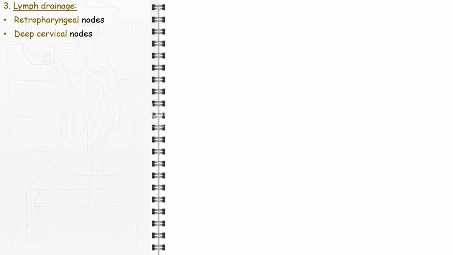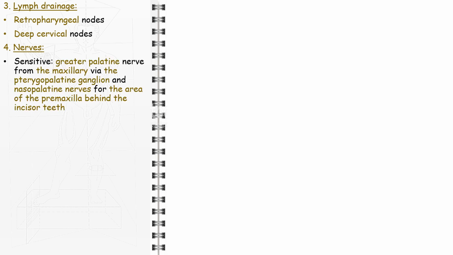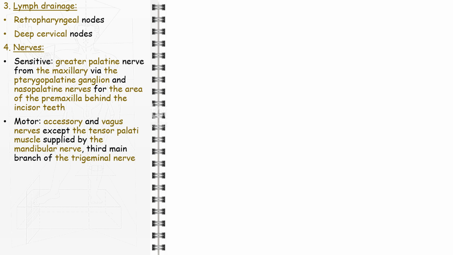The lymph drainage of the cavity of the mouth flows into retropharyngeal nodes and deep cervical nodes. The sensitive nerve supply of the cavity of the mouth is ensured by the greater palatine nerve from the maxillary via the pterygopalatine ganglion and nasopalatine nerves for the area of the premaxilla behind the incisor teeth. The motor supply is held by the accessory and vagus nerves except the tensor palati muscle supplied by the mandibular nerve, third main branch of the trigeminal nerve.